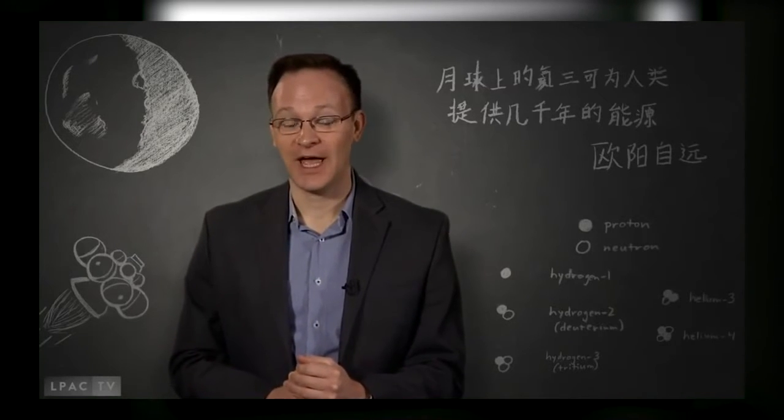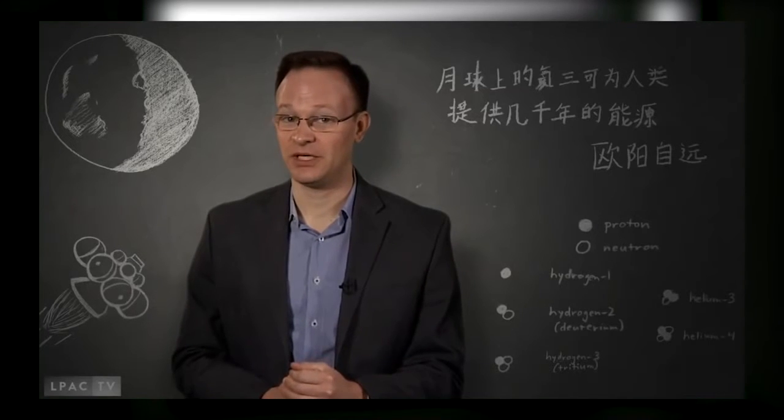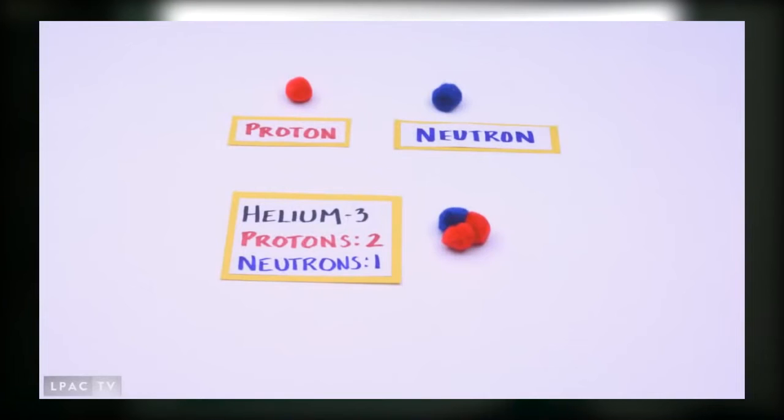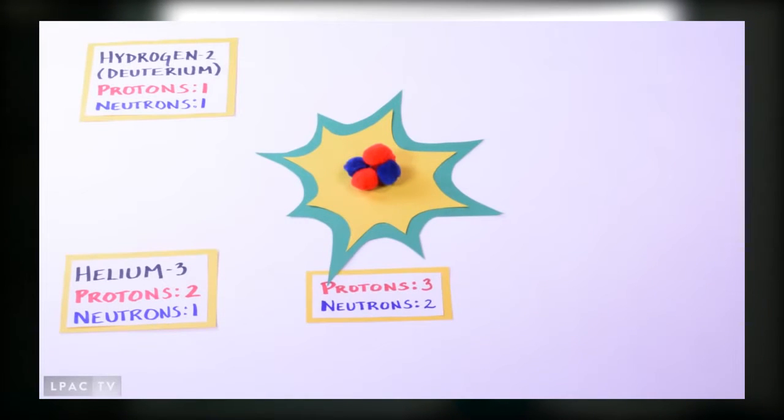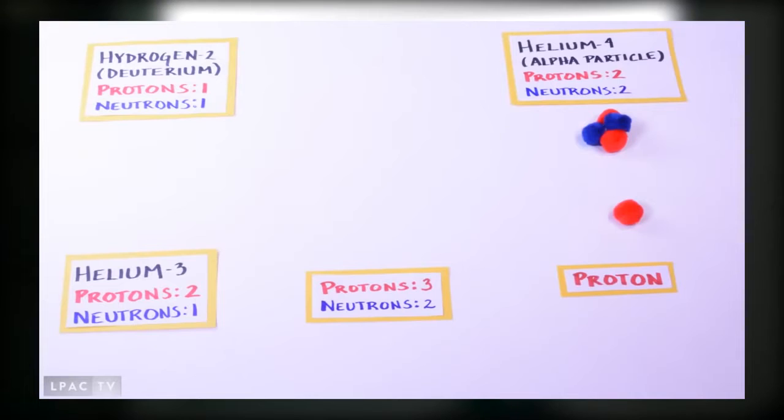A much more powerful and useful reaction is between helium-3 and deuterium. Helium-3 has 2 protons, which makes it helium, and unlike normal helium, which is helium-4, this helium-3 has only 1 neutron rather than 2. So 2 protons and 1 neutron, helium-3. Let's look at a fusion between helium-3 and deuterium. If we count up our nucleons, we see that combining helium-3 with deuterium gives a total of 3 protons and 2 neutrons, producing helium-4, 2 protons, 2 neutrons, and an extra proton.